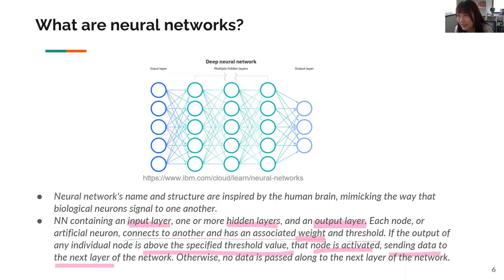So what exactly is that? As we can see from the picture in the slide, it looks like a human's brain, like a human's neural system. So from the left-hand side, we have the input layer. In between, we have multiple hidden layers, and then we have the output layer. So a neural network contains an input layer, one or more hidden layers and an output layer. Each node is the circles here. Each node is associated with some weights and some bias, and an activation function.